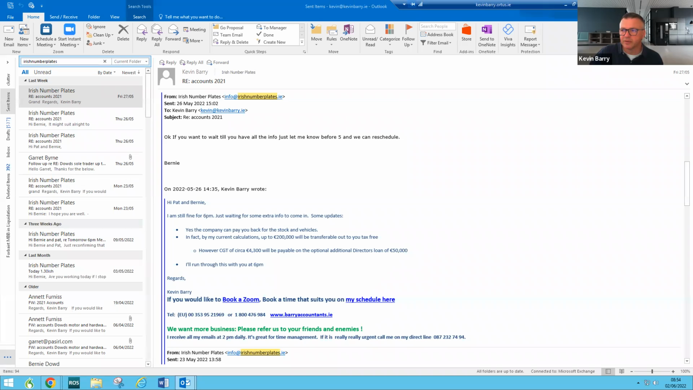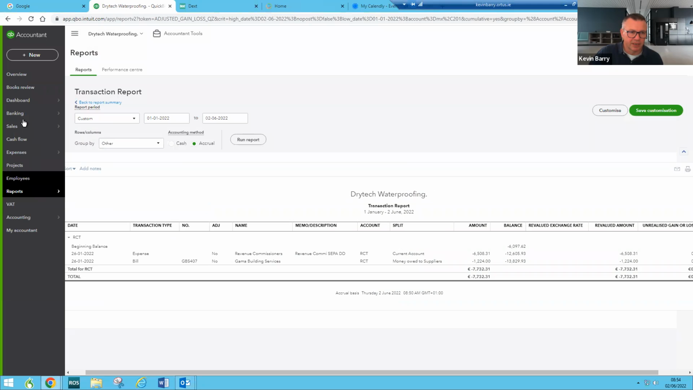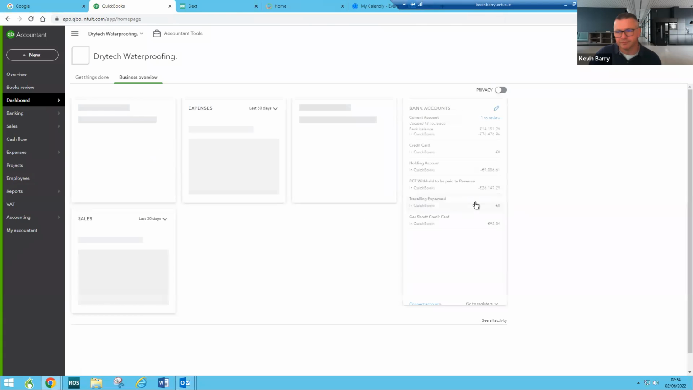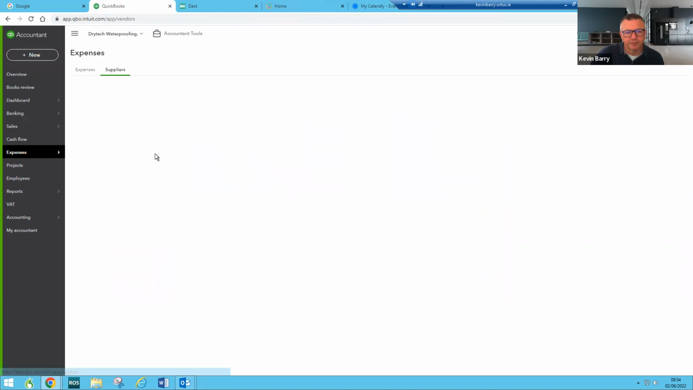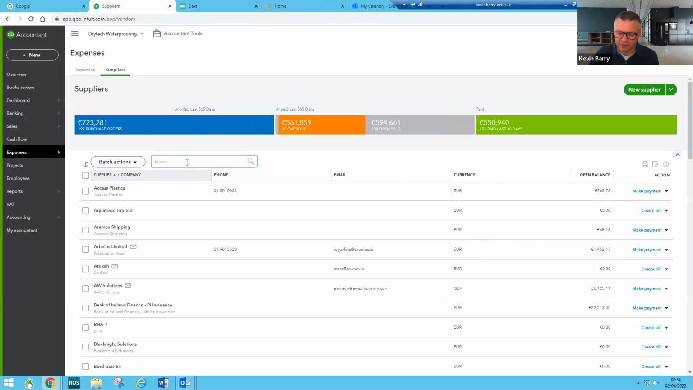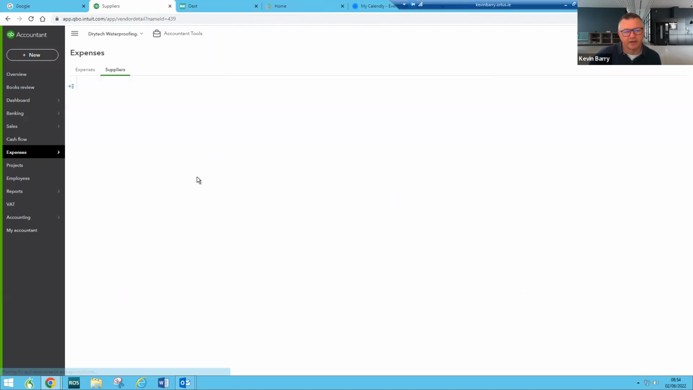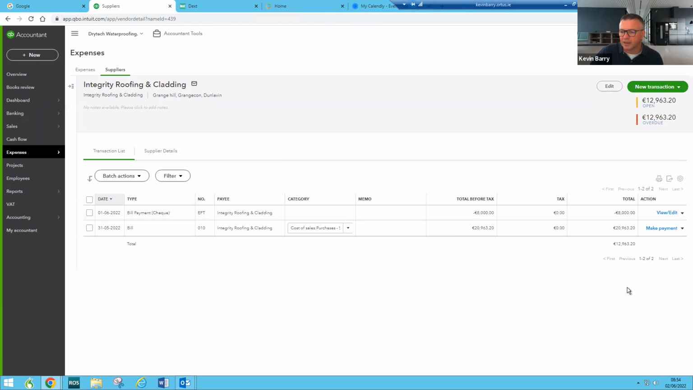So RCT is where we would hold back people who don't have the C2 fully in order. There's 20% or 35% taken off them. So you mentioned last night Integrity. Okay, so let's find them. There they are. And you paid them, well, you paid 8,000 off this. Okay. But really there's 10,000 gone off their bill, isn't that it? So I'll click into their bill.